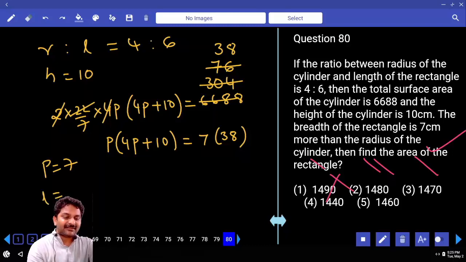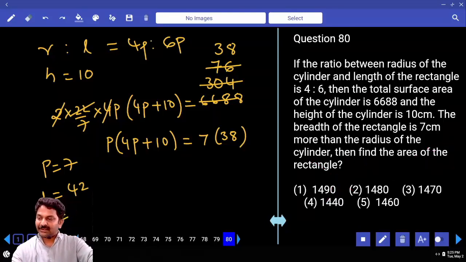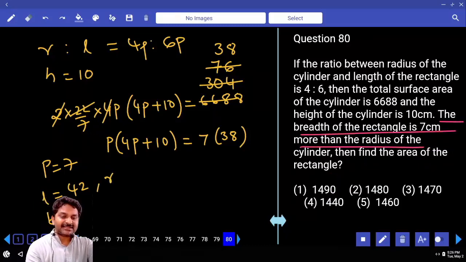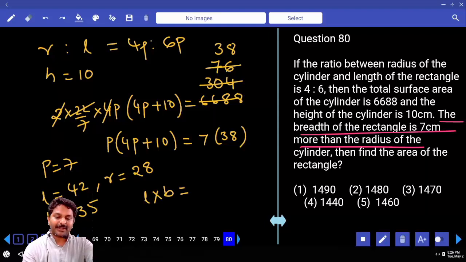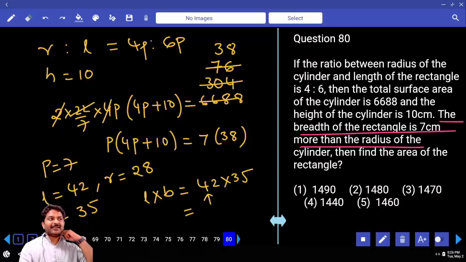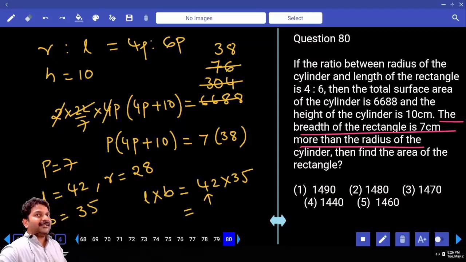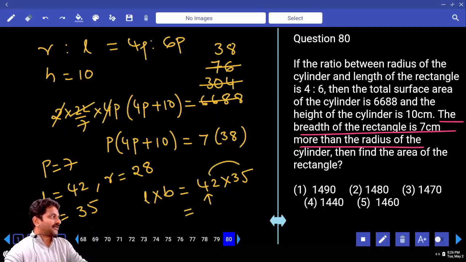From that, P is equal to 7. Then length is equal to 6 parts, right? Which is 42. Then breadth, we have a condition here. The breadth of the rectangle is 7 centimeters more than the radius. What is the radius here? 4 parts, that is 28. 7 centimeters more, 35. Our question is to identify length into breadth. 42 into 35. 40 times 35. 10 times 350. Double, double: 350, 700, 1400. 35 2 times, 70.